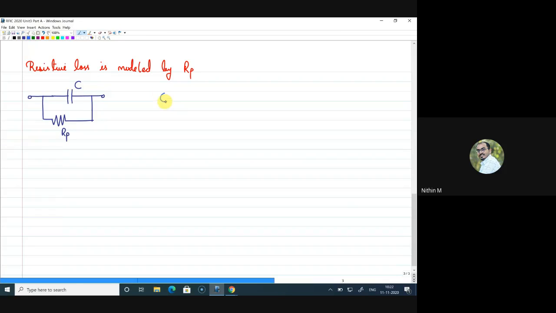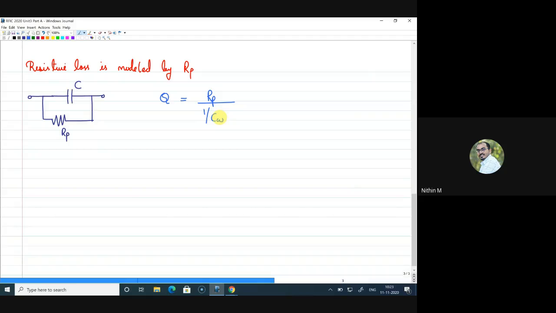So I'll define the Q factor here. What I want is for the Q factor to give me an idea about the closeness of the capacitor to its ideal value. In the absence of resistance, the Q factor should be infinity, right? So the way to express the Q factor is as the parallel resistance Rp divided by 1 by C omega.